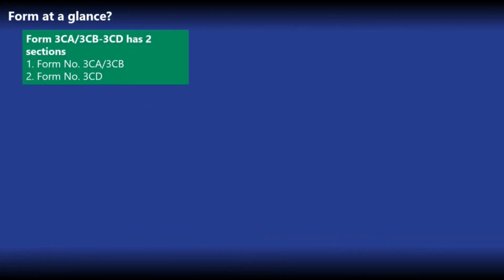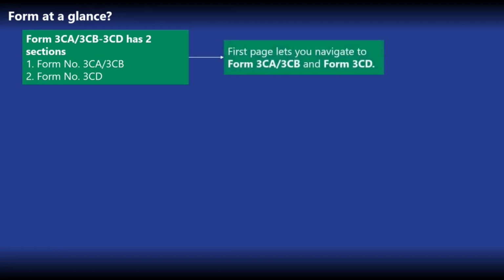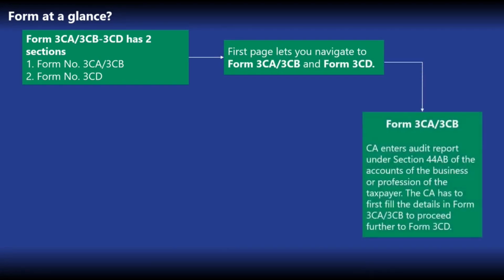Now let us look at the forms at a glance. Form 3CA 3CB 3CD has two sections. The first part is Form 3CA or 3CB and the second part is Form 3CD. The first page lets you navigate through Form 3CA or 3CB and Form 3CD. In Form 3CA 3CB, the chartered accountant enters audit report under Section 44AB of the accounts of the business or profession of the taxpayer. The user has to first fill in the details in the Form 3CA or 3CB to proceed further to Form 3CD.